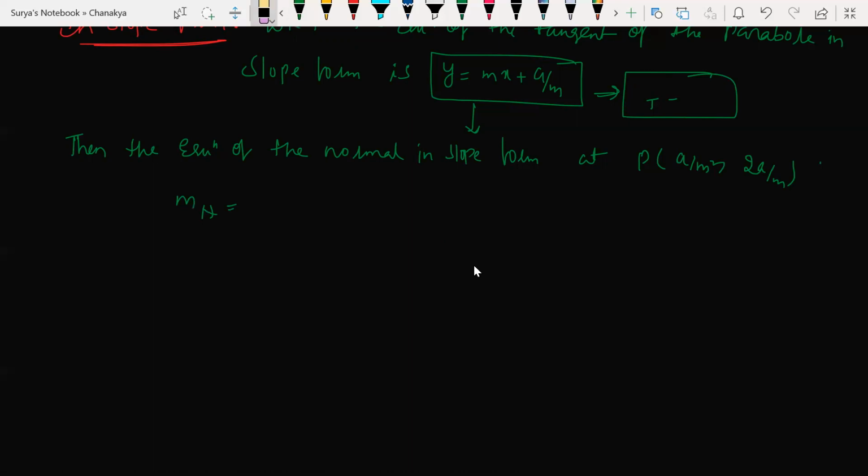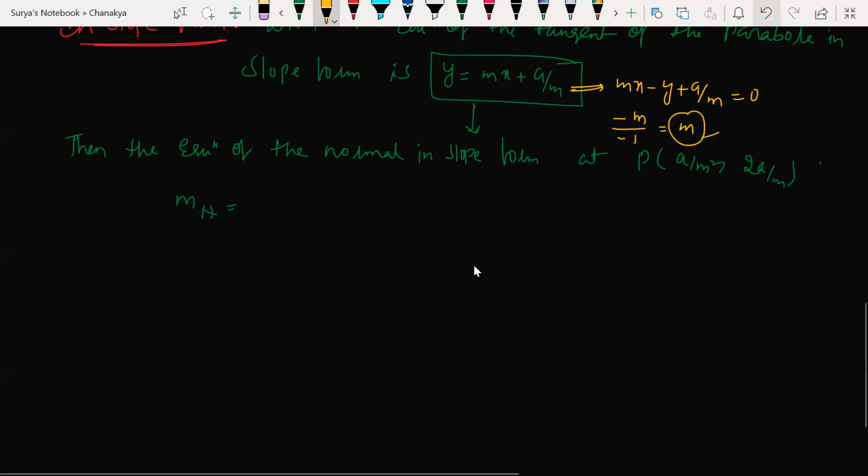Write this down: mx minus y plus a/m is equal to 0. It is a line equation. Slope of the tangent is what? Minus a by b, by the formula, so it becomes m. I'm sorry, slope of the tangent is m, correct? This is my slope of the tangent, m. Then slope of the normal is minus 1 by m, correct?